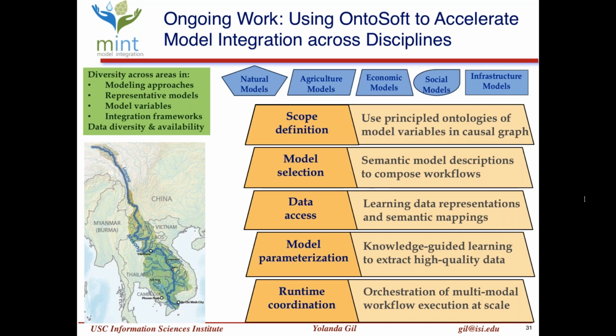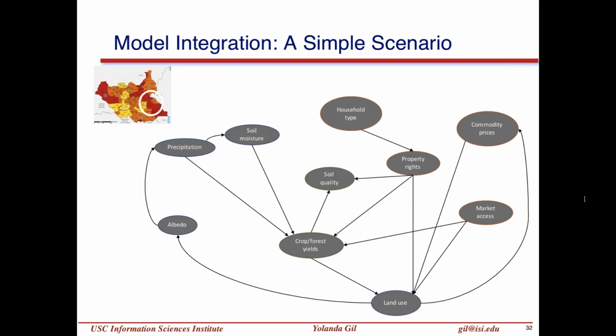So all of these aspects require different sides of AI. So we're using a lot of ontologies, machine learning, really a lot of semantics to guide these steps. I want to show you an example.